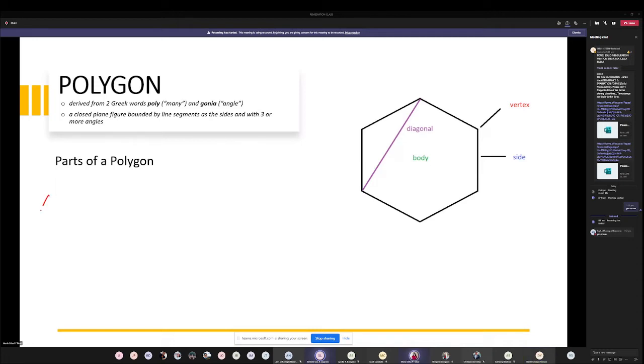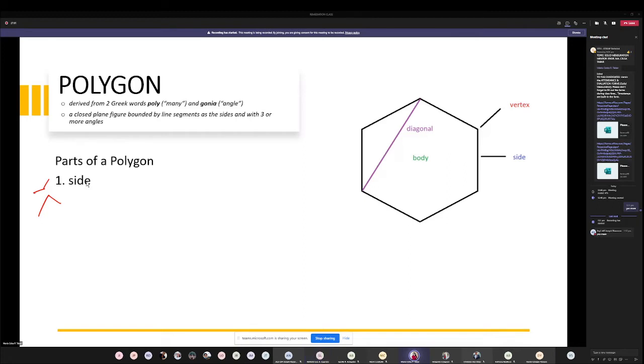Basically, for example, in plane geometry, for these 2 line segments, of course, it won't be a closed figure because you only have 2 line segments. So you need to have at least 3.